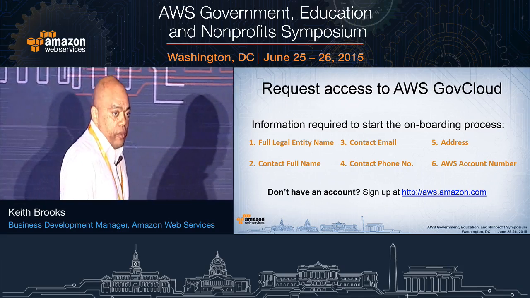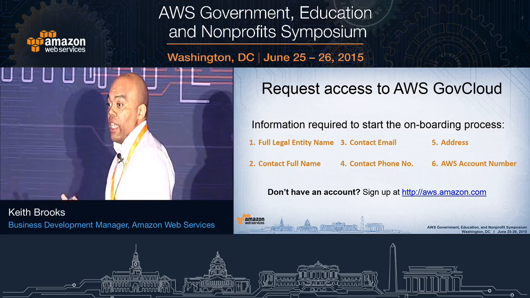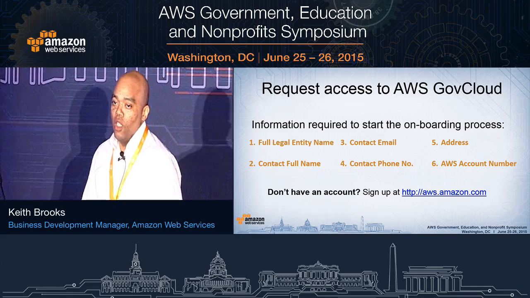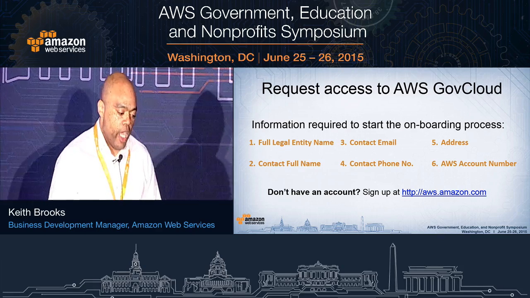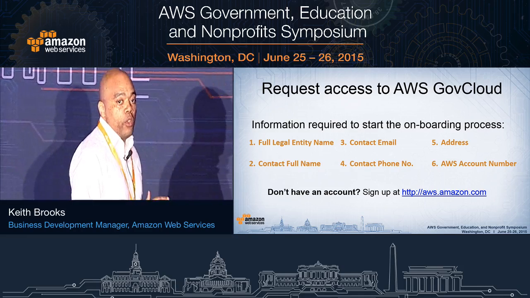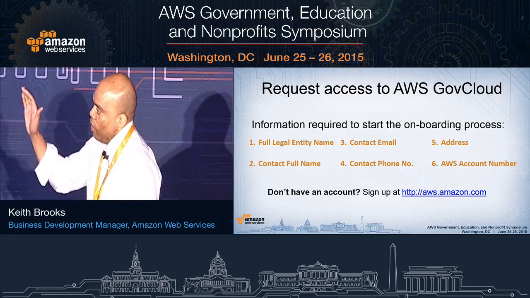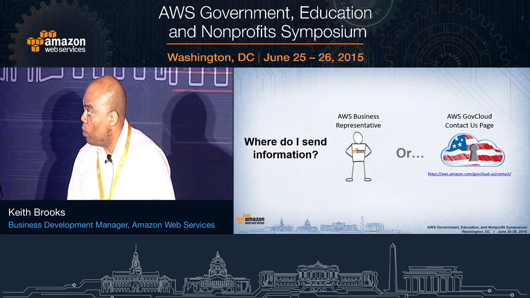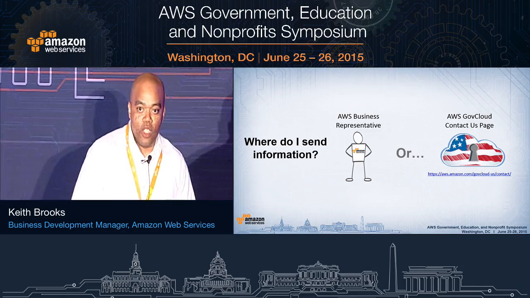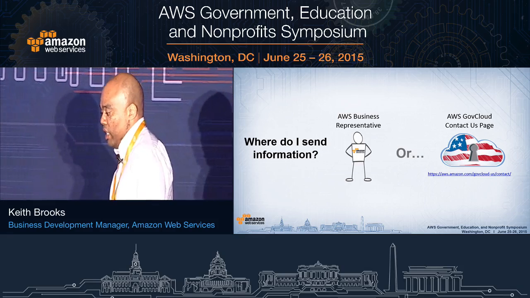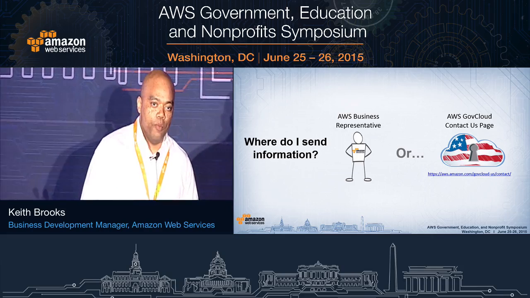So where do you send the information? If you work for an organization or a company that has an account manager in AWS, you send those 6 key pieces of information to your account manager. The account manager will then start the onboarding process on your behalf. So send them an email or give them a phone call. Send the information to them, and they will start the onboarding process on your behalf. If you work for an organization that does not have a dedicated AWS account manager, you can send the information directly to the GovCloud team.